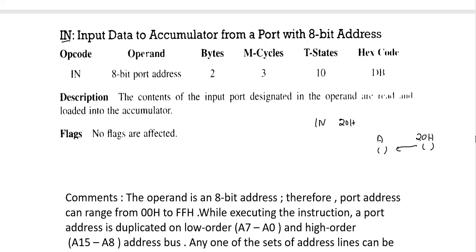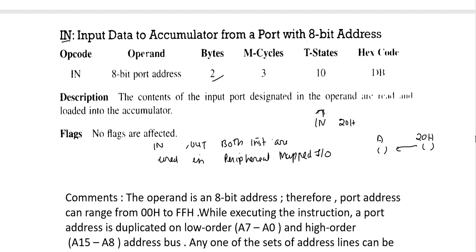Both the IN and OUT instructions are used in peripheral mapped IO, and in peripheral mapped IO we are using an 8-bit address. That's why it always has an 8-bit address. So it is a 2-byte instruction. Why is it 2-byte? Because it has 2 bytes: one is the opcode, and the other is the operand.